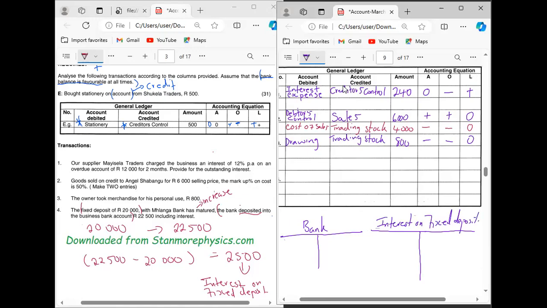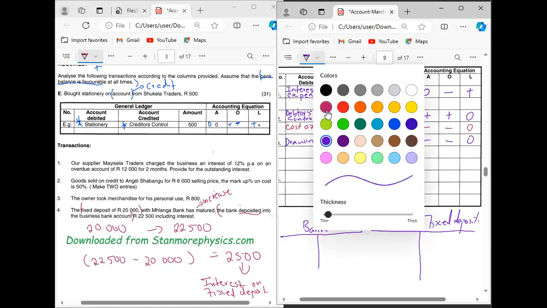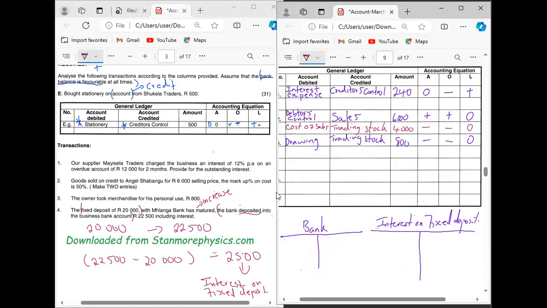Bank is classified as an asset. All assets will increase on the debit side, decrease on the credit side. Interest on fixed deposit is classified as owner's equity, and all owner's equity will increase under the credit side, decrease under the debit side.